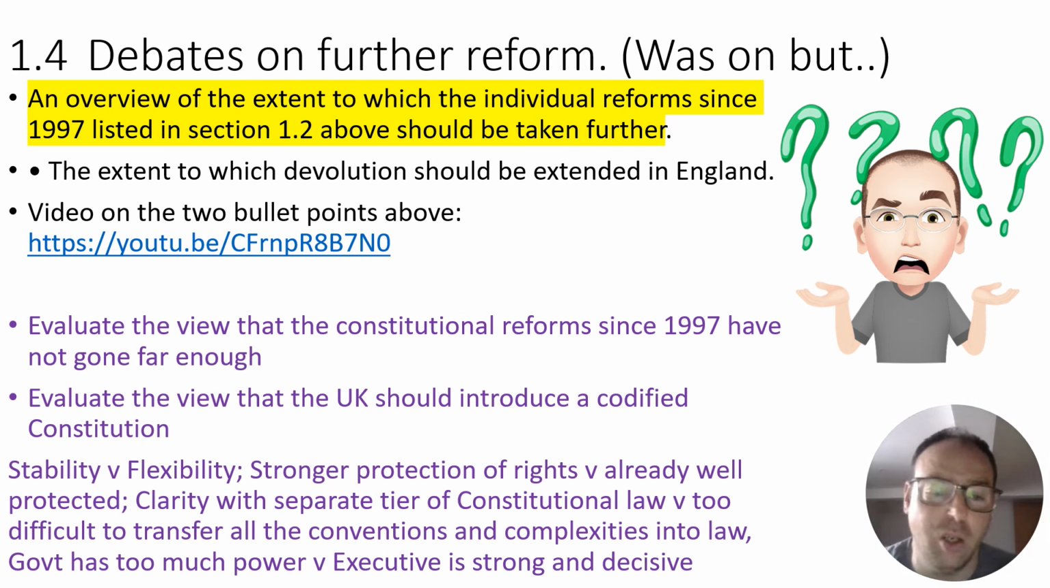You could argue that we need a codified constitution because essentially the executive has too much power, the idea of elected dictatorship. And you could counter that by saying one of the good things about the UK political system is that the executive is strong and decisive, and so we don't end up with the gridlock you would end up with in the American system. So there's lots of tried and trusted arguments about whether there should be a codified constitution or not, and that fits in nicely. You should be able to evaluate all the different constitutional changes that have taken place and think about the direction of travel in terms of everything that's happened since 97.